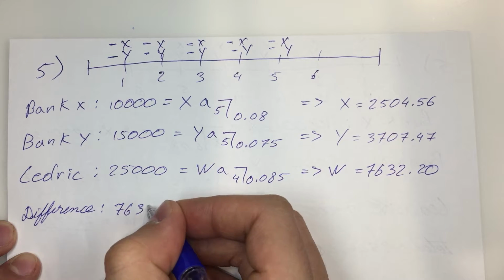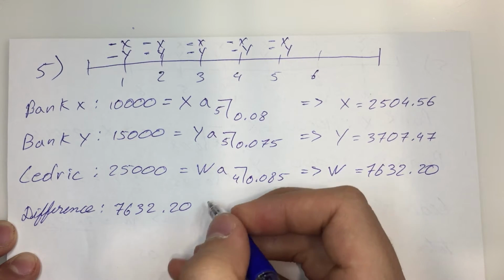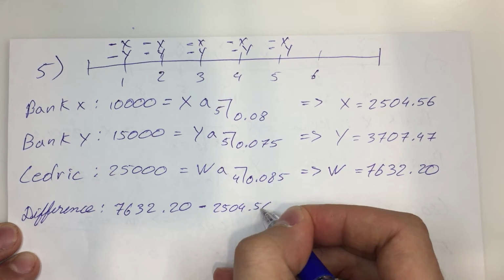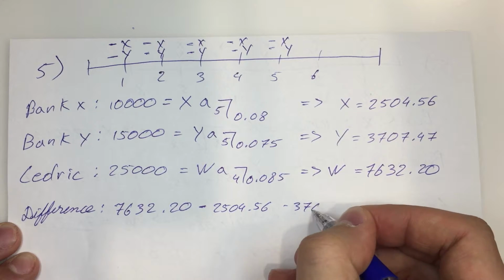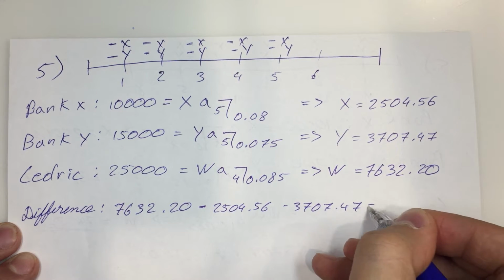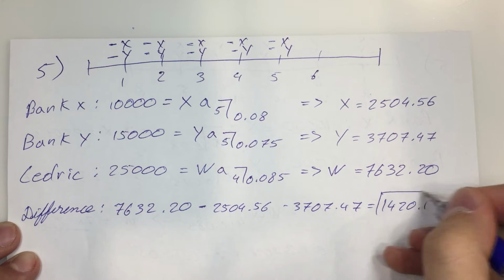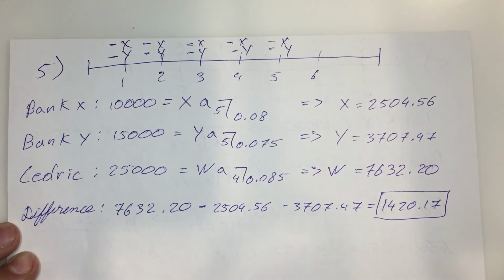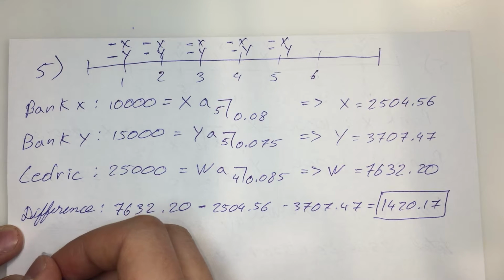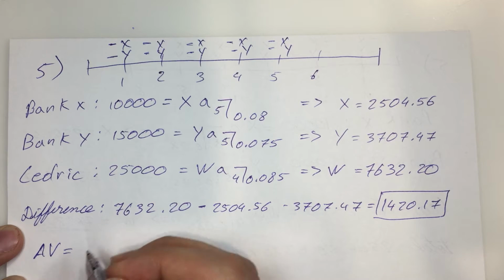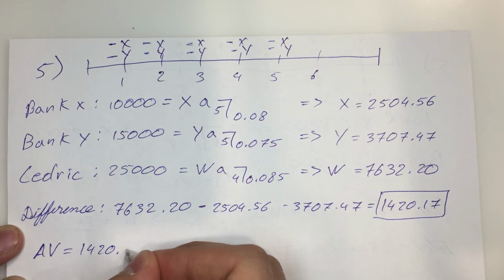So he ends up getting just over $7,600 from Cedric every single year, minus what he needs to pay the banks. And this ends up being just over $1,400 annually. But that is not our final answer yet. What we need to figure out is how much Devin ends up having at the end of the 5 years. So we take this annual difference and figure out its accumulated value over the course of the 5 years.